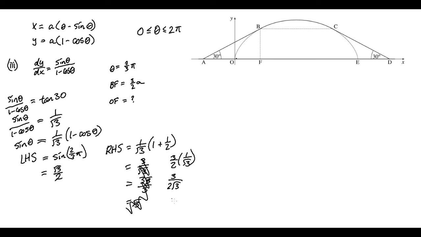Now rationalize this, multiply top and bottom by root 3. You get 3 root 3 over 6, which is root 3 over 2. So you can say that LHS is equal to RHS. And if you're doing proving, you'll normally throw a QED down, but we're not really proving, we're verifying, so we don't need that bit. Now find BF is 3/2 of A.